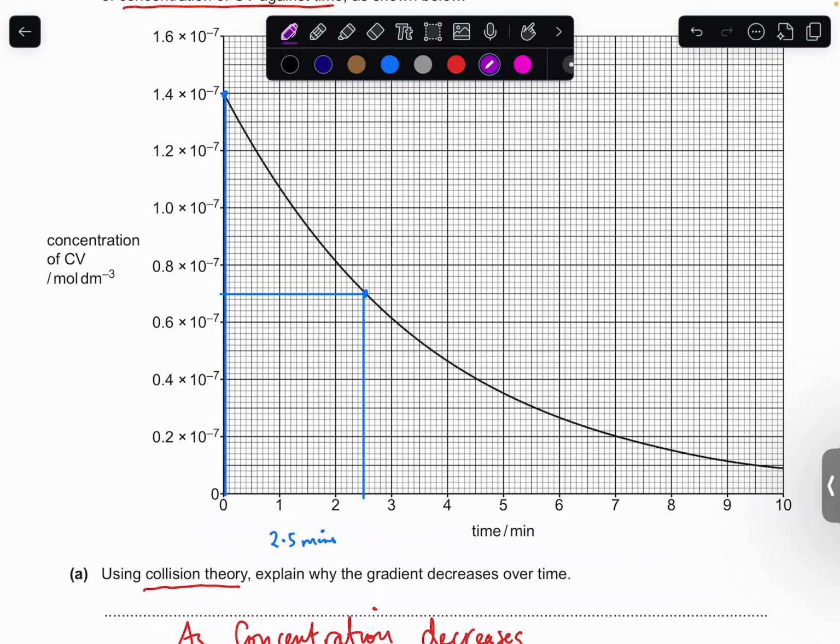Let's take another concentration time graph. We could take it anywhere, really. Let's do from 1.0 to, and half of 1.0 times 10 to the minus 7 is 0.5. So let's take it from there.